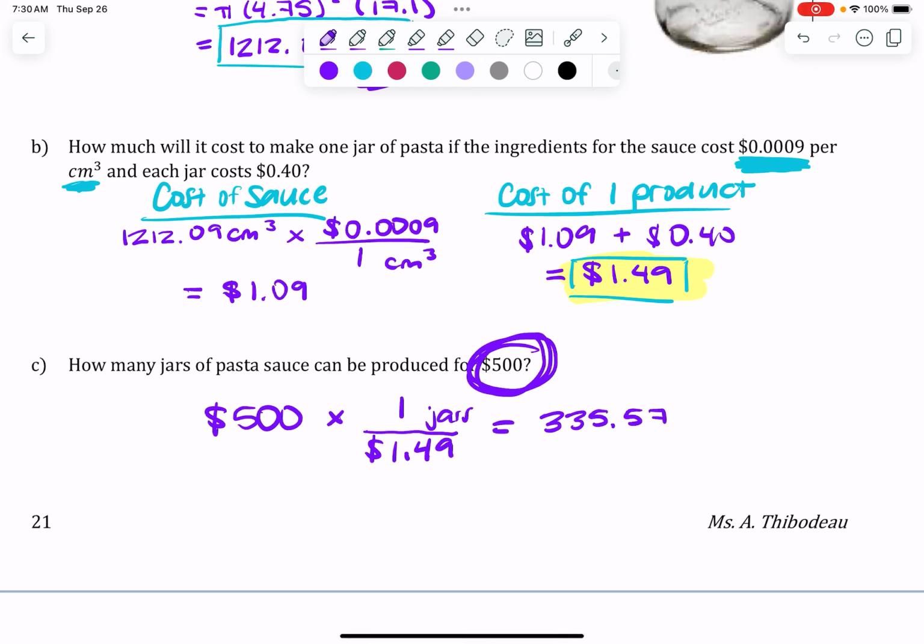But I know that I'm not making a fraction of a jar. I can't go to like Dollarama and buy a third of a jar because that's what my budget allows. I have to buy the jars in whole number units. And same idea with sauce, okay? So when I do this, I need to round down. I can't round up because I don't have quite enough money to make or to pay for the next jar. So I need to round down regardless of what that decimal ends with. So for $500, I can make 335 jars of pasta sauce.